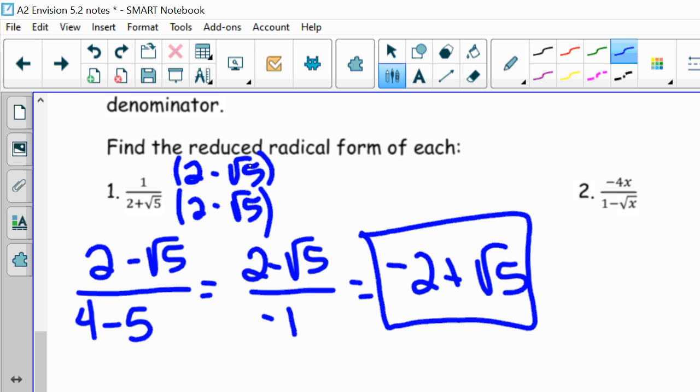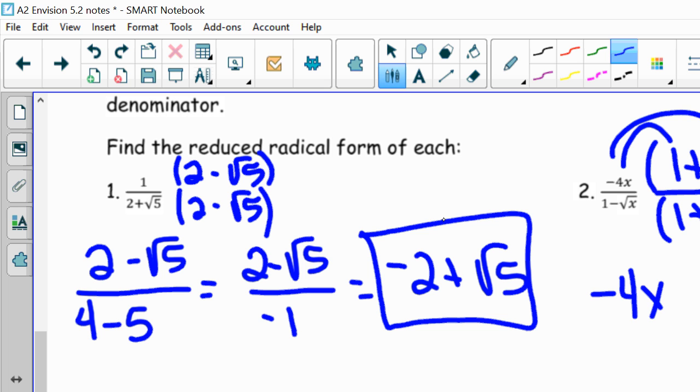All right, let's look at number 2. Negative 4x, all of that divided by 1 minus the square root of x. So the conjugate of the denominator is 1 plus the square root of x. So on top, I need to distribute. So negative 4x times 1 is negative 4x. Negative 4x times the square root of x is just minus 4x square roots of x.